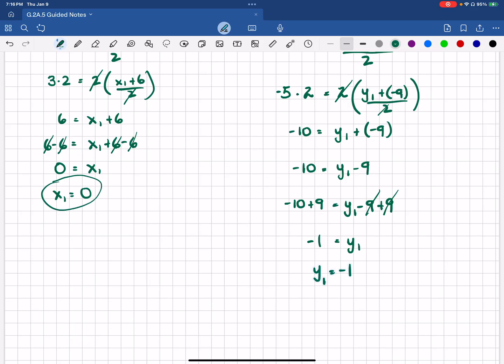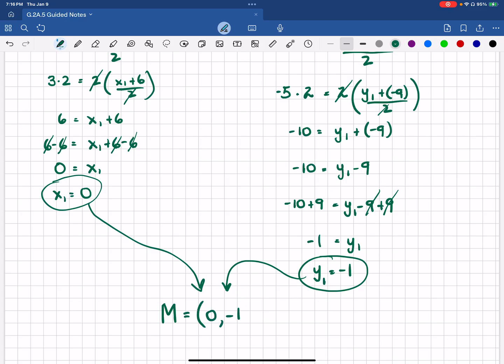I'm going to take this x1 and my y1, and bring them down, and the endpoint, which is M, is going to be (0, -1).